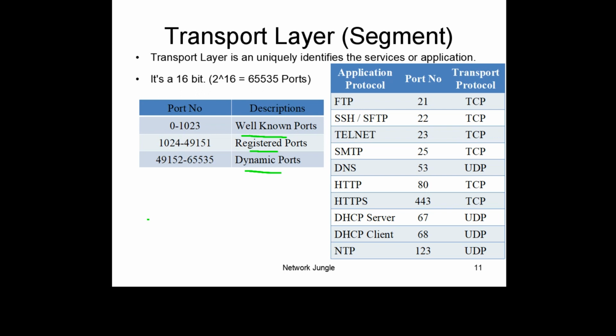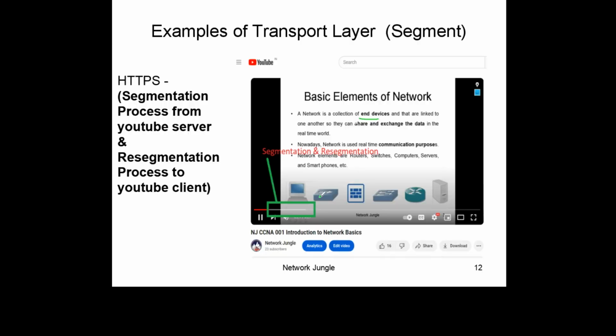Here are some of the transport layer protocols and port numbers, with their application services. The TCP protocol with port number 21 is related to the FTP protocol. For TCP, port number 23 can be used for telnet. Like UDP, port number 67 can be used for the DHCP server. Here are the examples of the transport layer.